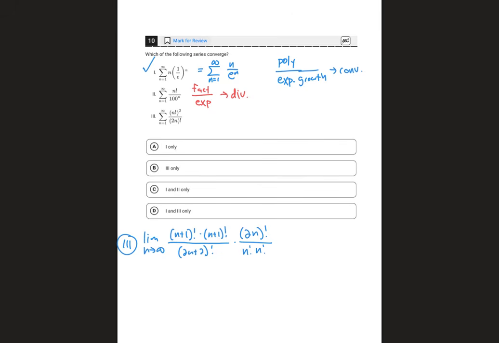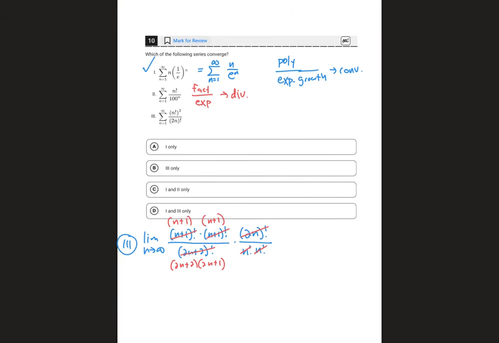All right, and these are kind of nice to simplify. That n factorial and the n plus 1 factorial cancel to just be n plus 1. Same with those, cancel to be n plus 1. And then these cancel to be 2n plus 2 times 2n plus 1. That's kind of a weird one.